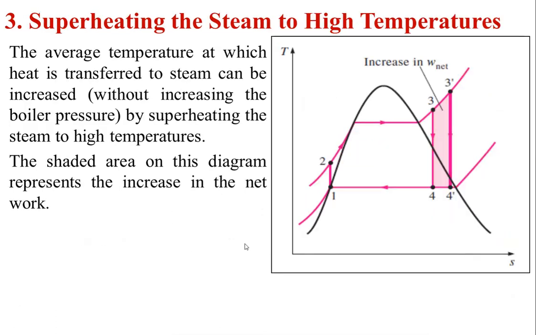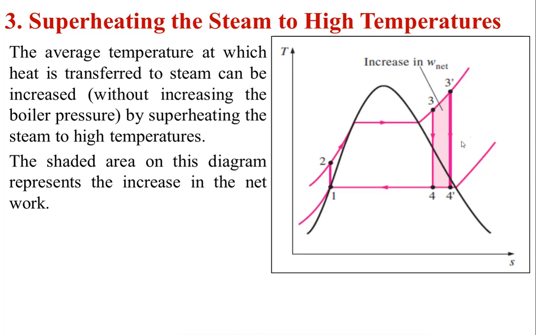And the third one is superheating the steam to high temperature. That is one of the methods. Without raising the boiler pressure, we can increase the temperature of the steam by using superheaters. Due to which we can get this much area more. That means more area, more work done.